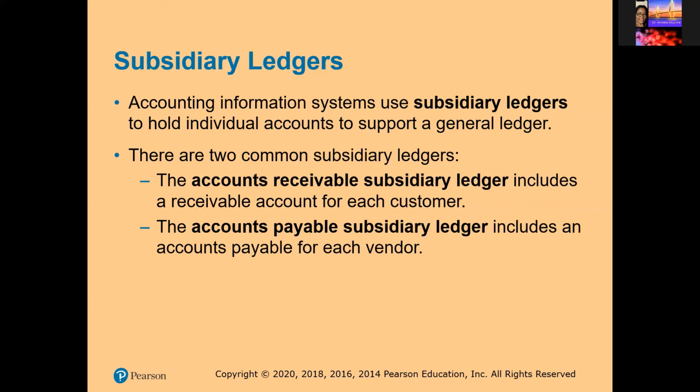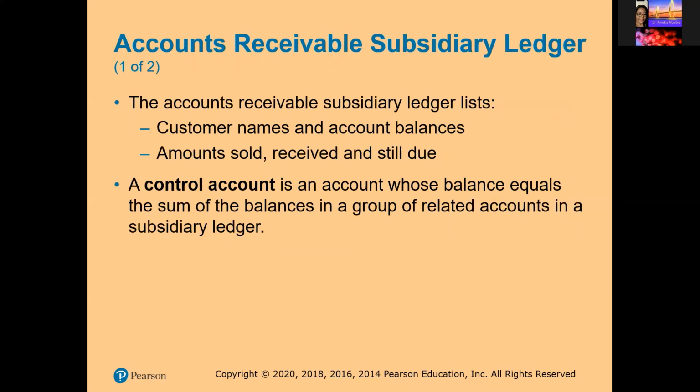Now, don't confuse the terms customer and vendor. Remember that a company sells to customers and purchases from vendors. The accounts receivable subsidiary ledger includes a receivable account for each customer. The customer name and account balance are detailed in the subsidiary ledger. In addition, the subsidiary ledger contains detailed information such as the amount sold, received, and still due for each customer.